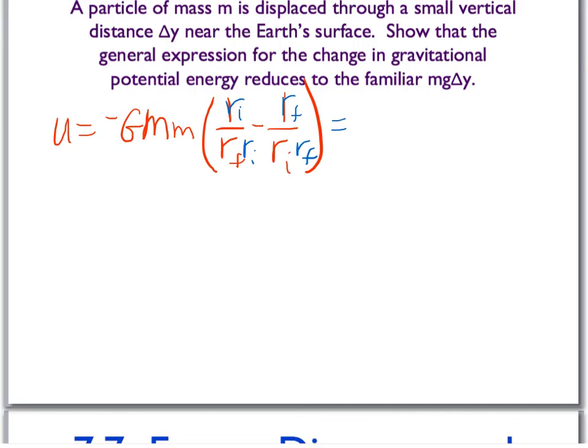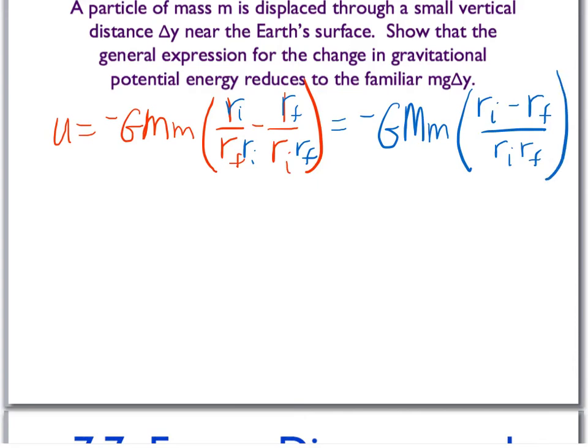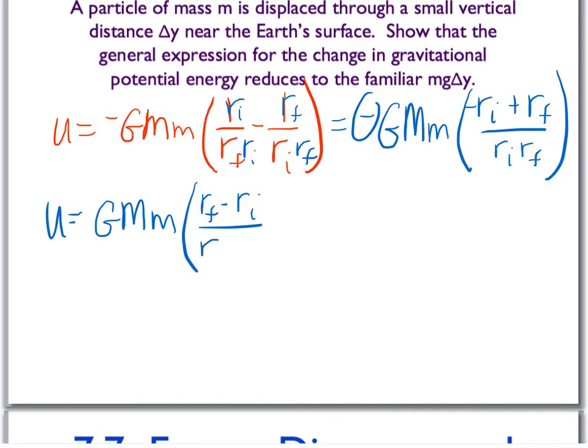So when we combine these two terms, we end up with our ri minus rf on the top, and our denominator of this common denominator of the ri being multiplied by the rf. With this negative sign out here, we can sort of filter that through and get the GMm and filter that negative sign through so that the negative now goes on each of these pieces, or we end up with an rf minus an ri over the common denominator.